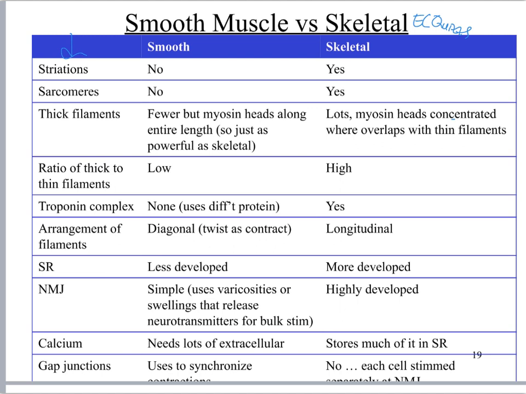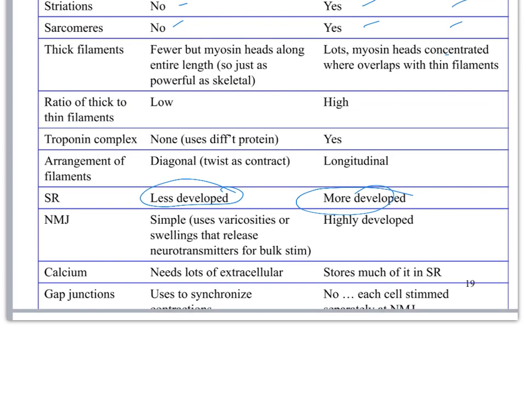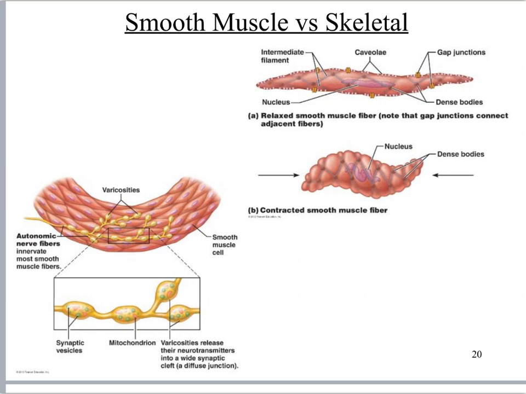So have a column for striations. Smooth would be no, skeletal yes, cardiac would be yes. Sarcomeres, no, yes, yes, okay? Thick filaments, the troponin complex, arrangement of fibers, sarcoplasmic reticulum, less developed versus more developed, the way the neuromuscular junction works, calcium, gap junctions, and so forth.